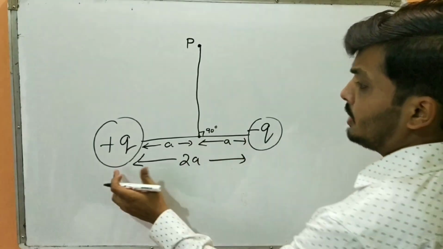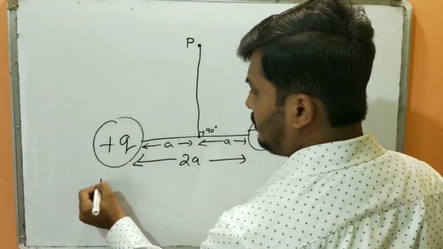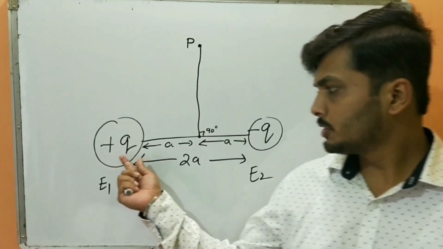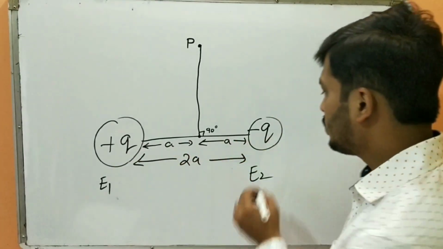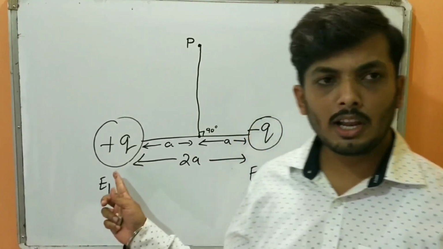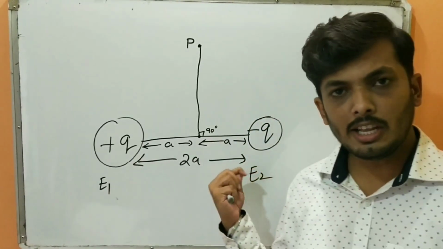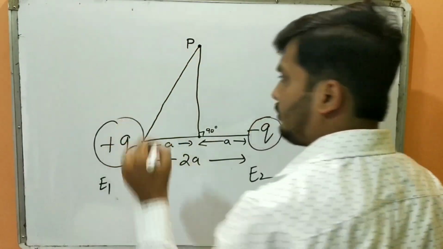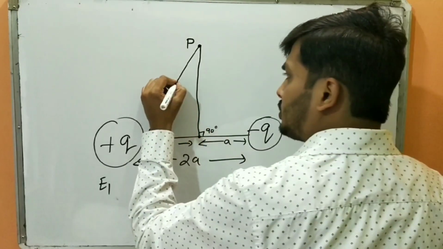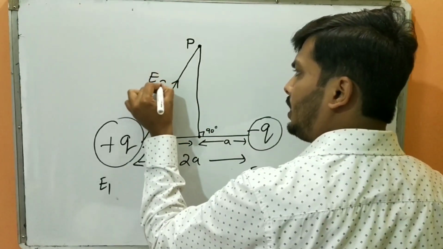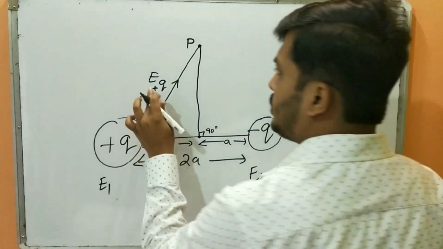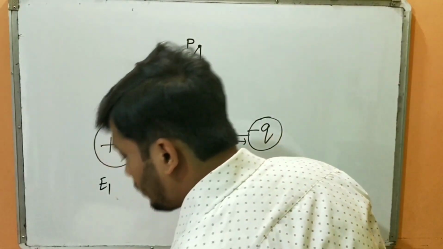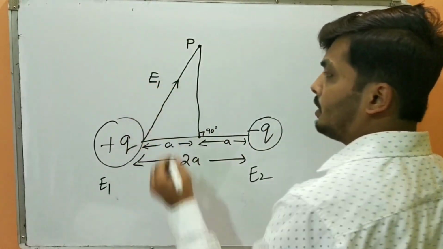Now students, this charge will generate electric field E1, and this charge will generate electric field E2. Look at those charges. This is positive, this is negative. Already you know that electric field lines will be radially outwards for this, and electric field lines will be radially inwards for this. Now let me draw a right angle triangle from this. So this will be electric field E plus Q, or let me give the electric field name as E1. This is electric field E1.